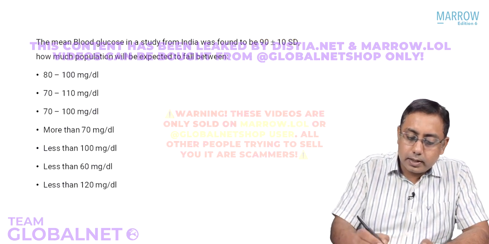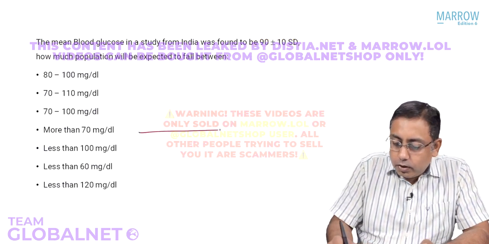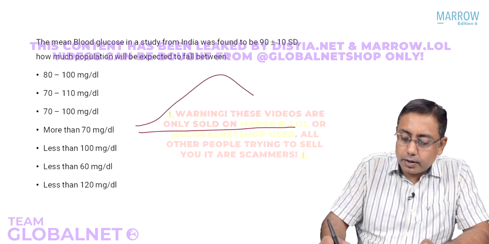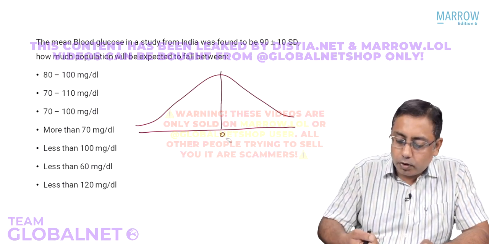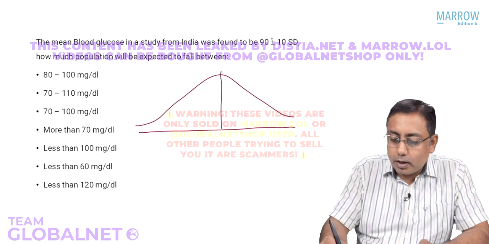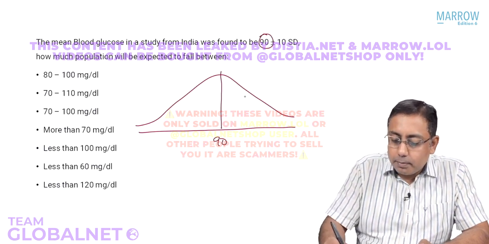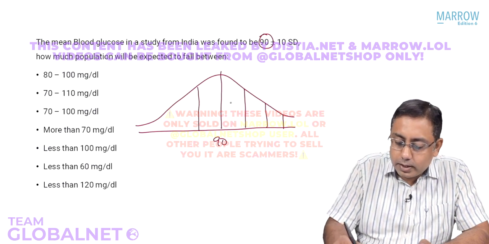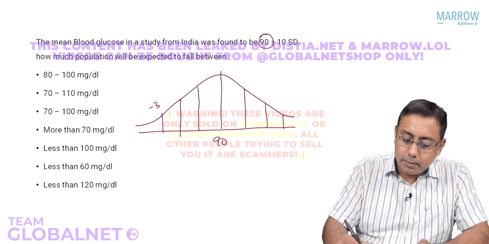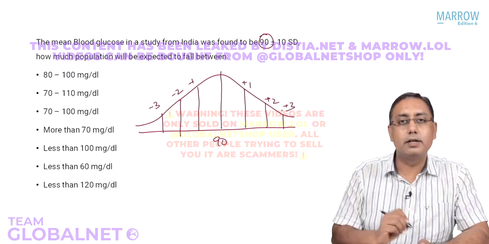If I draw a normal distribution curve over here, and this is the 0 point, what should I write at the 0 point? How much is the mean? It is 90. Plus 1 SD, plus 2 SD, plus 3 SD, and then you have minus 1 SD, minus 2 SD, and minus 3 SD.